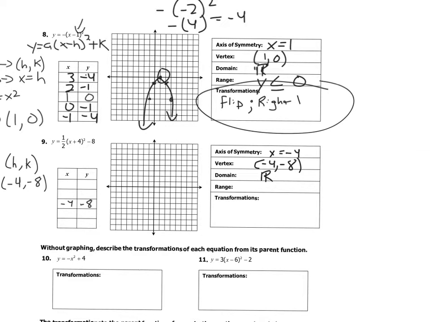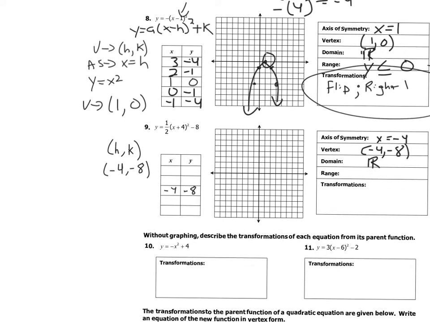Domain is going to be all reals. Now let's talk about the transformations. So we have this 1/2 here on the outside, which is going to mean that compared to our parent function, which is y equals x squared, this is going to be compressed or wider. Okay? What else? It's plus 4. So that means because it's plus 4, we're going to be going to the left 4. And it's minus 8. So because it's minus 8, we are going to go down 8 compared to our parent function.